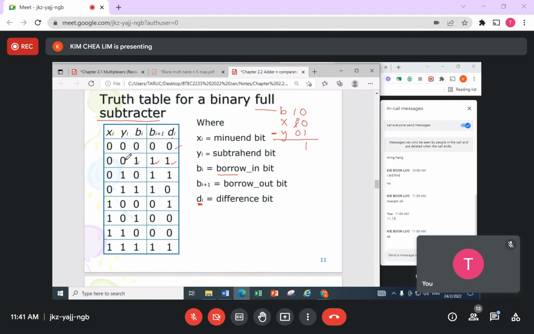This one minus already is a 0. So when you minus this one, ask yourself, is there a difference that you're going to get for the output? Answer yes. So you put a 1. Do you need to borrow to minus this one? Answer also yes. So you put a 1.